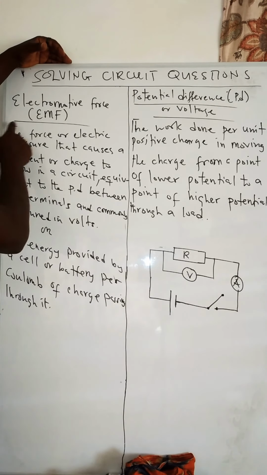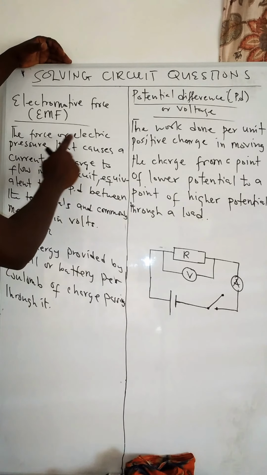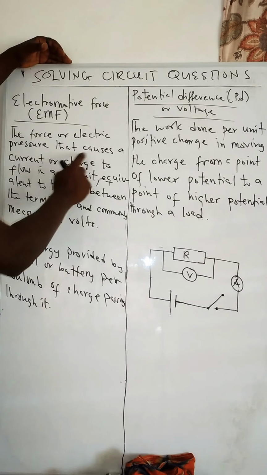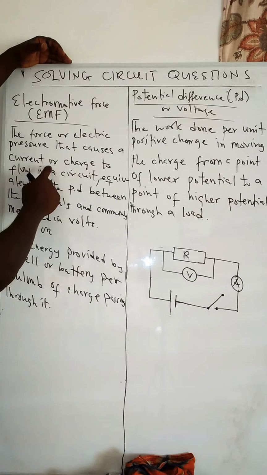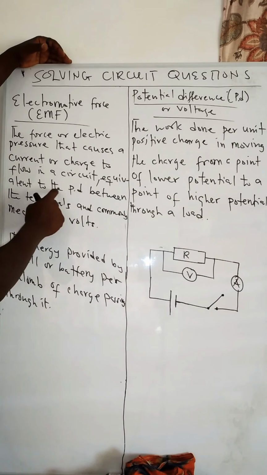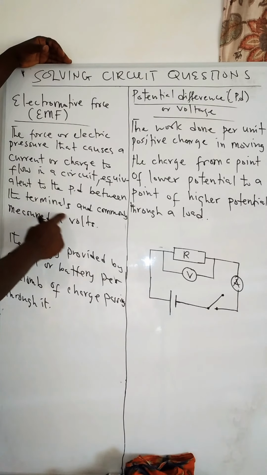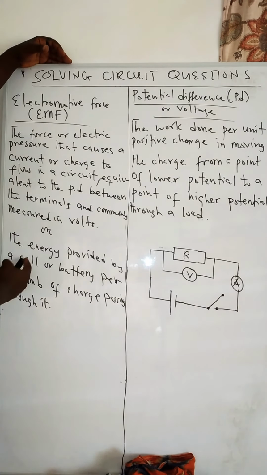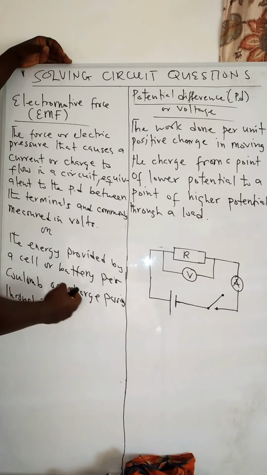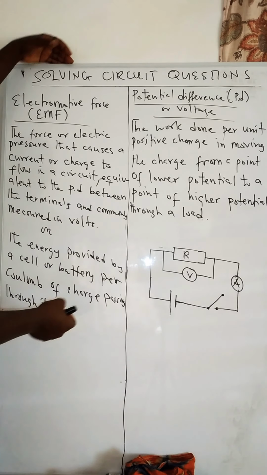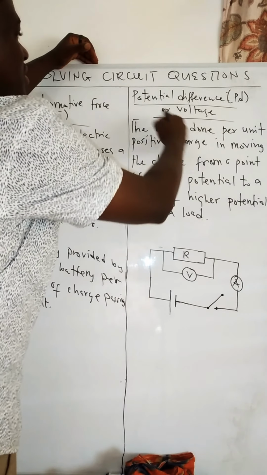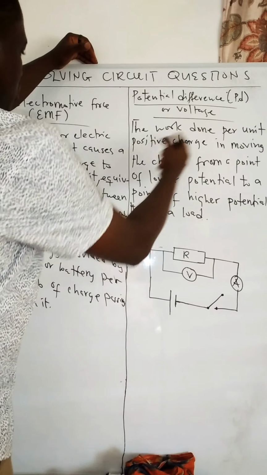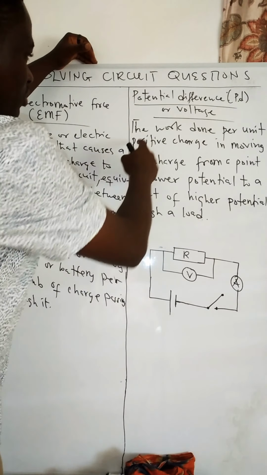Okay. Now, the electromotive force, we're saying that is the force or electrical pressure that causes a current or charge to flow in a circuit, equivalent to the potential difference between the terminals, and it is commonly measured in volts. Or we can say that it is the energy provided by a cell or battery per coulomb of charge passing through it.